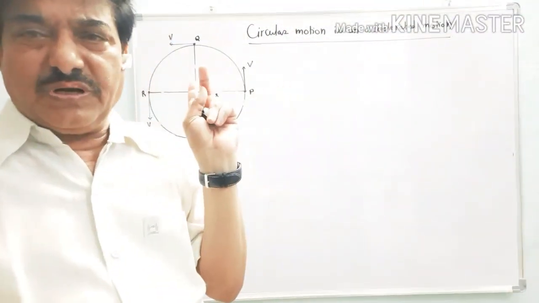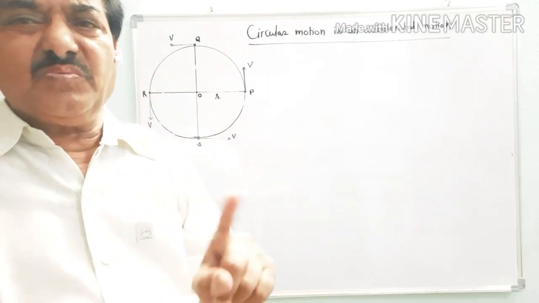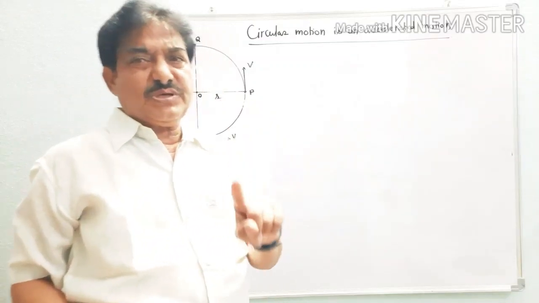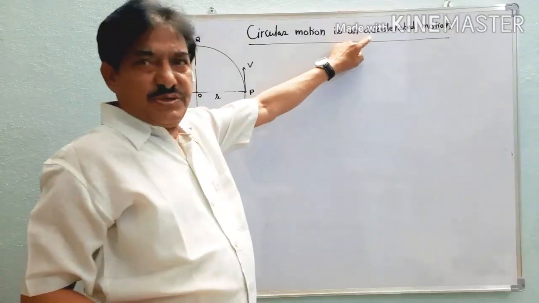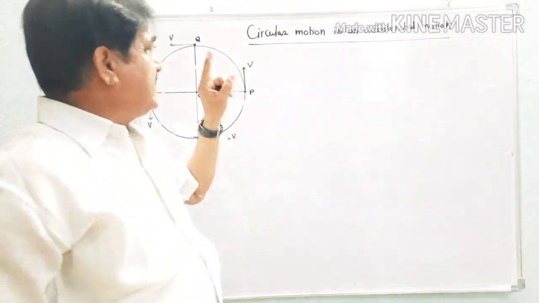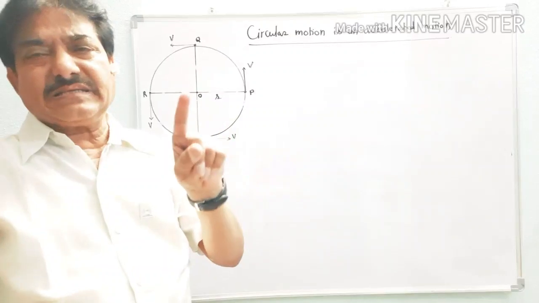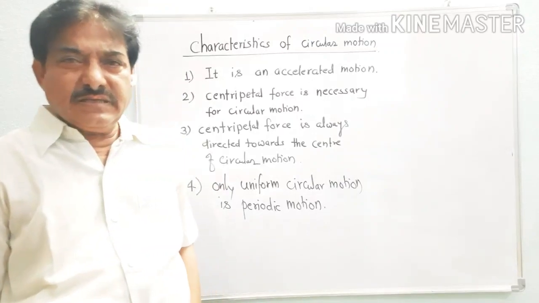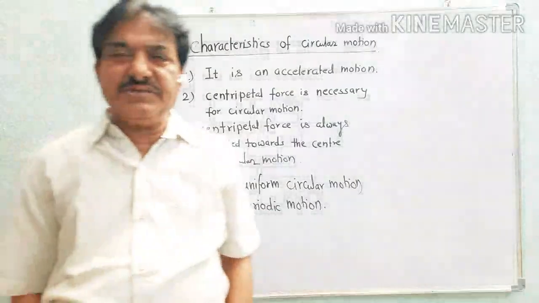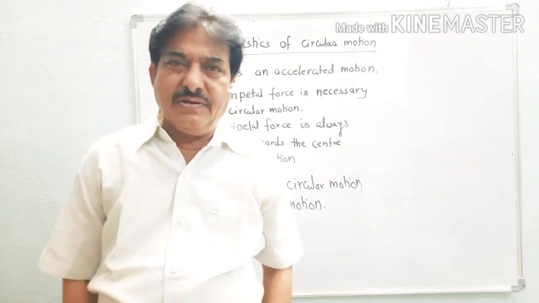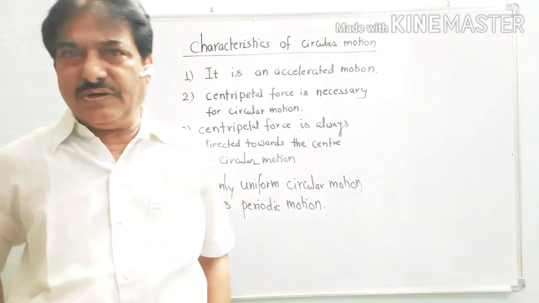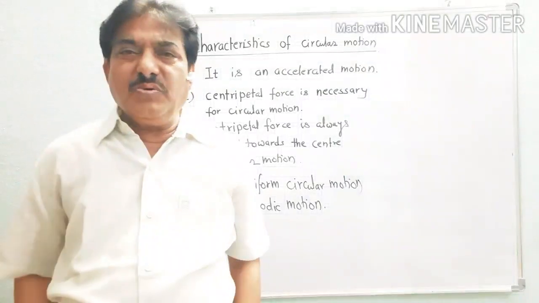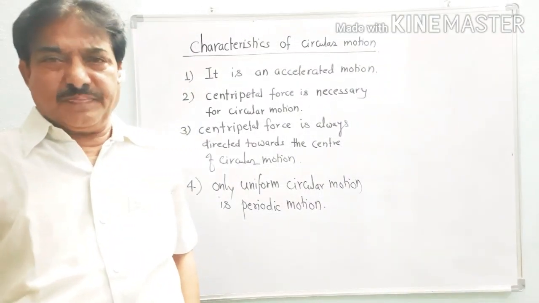Any type of circular motion, it may be non-uniform circular motion, it may be uniform circular motion, both types of motions are accelerated motions. So we can say that circular motion is an accelerated motion. Next article in circular motion is characteristics of circular motion. There are different characteristics of circular motion. The first characteristic is that circular motion is an accelerated motion.